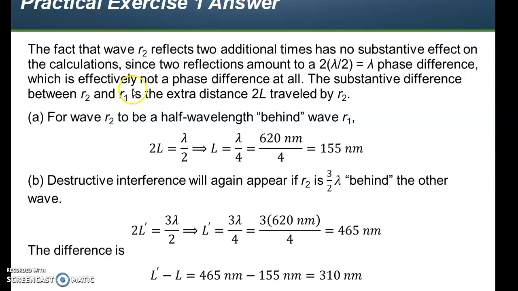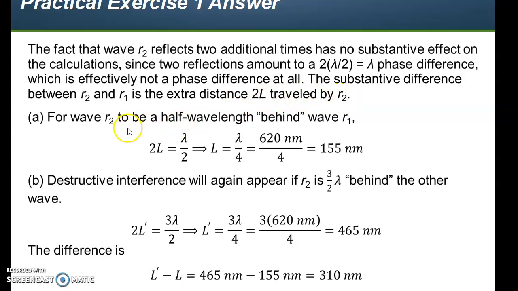So the fact that this R2 reflects 2 additional times has no substantive effect on the calculations, since 2 reflections just amount to 2 lambda over 2, or lambda phase difference, which effectively is not a phase difference at all. So it's no substantive difference in terms of phase difference.